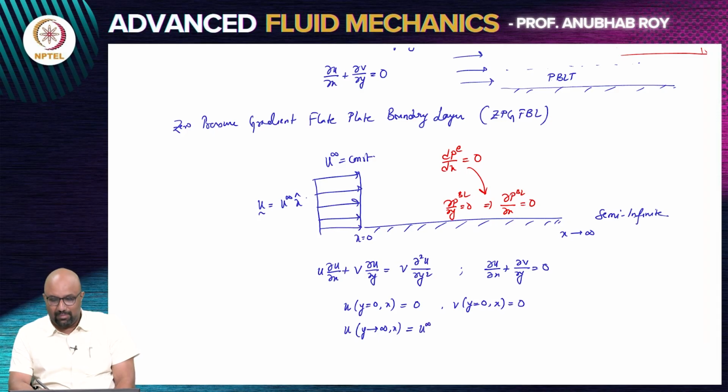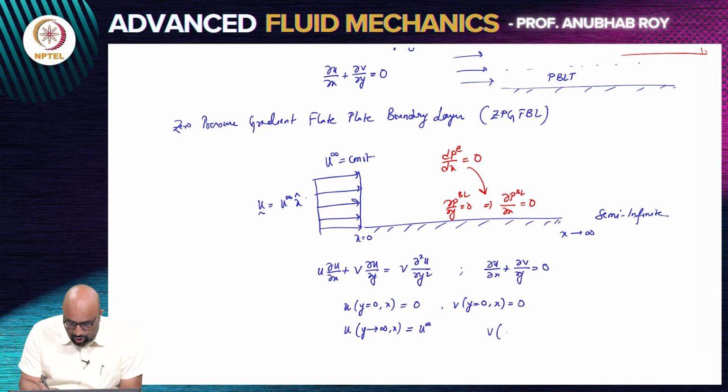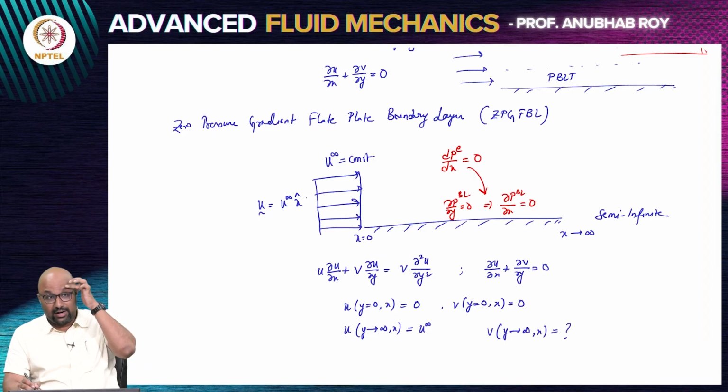I don't have any boundary condition to prescribe here regarding what the transverse velocity is far away from the plate. So that's something which I cannot fix here. This is something which we will actually compute or find in the problem. What should v be? Should this go to 0? This cannot be given as a boundary condition because then the problem becomes overdetermined.